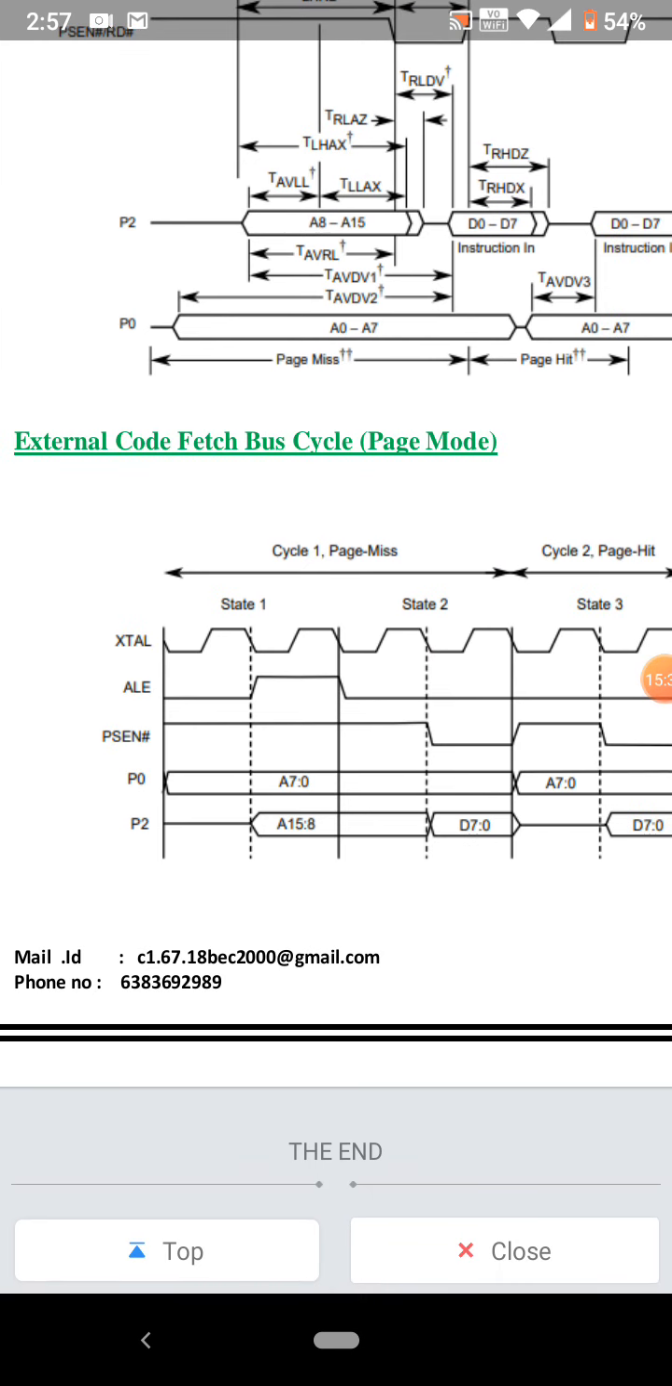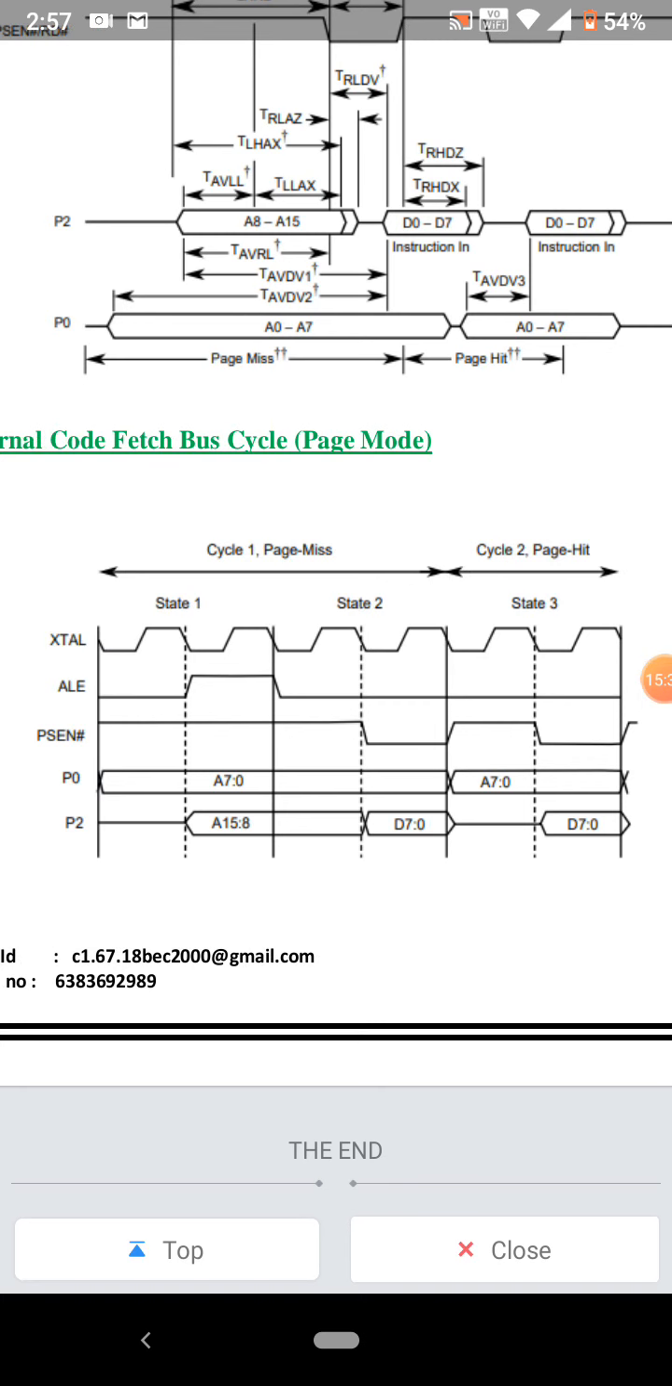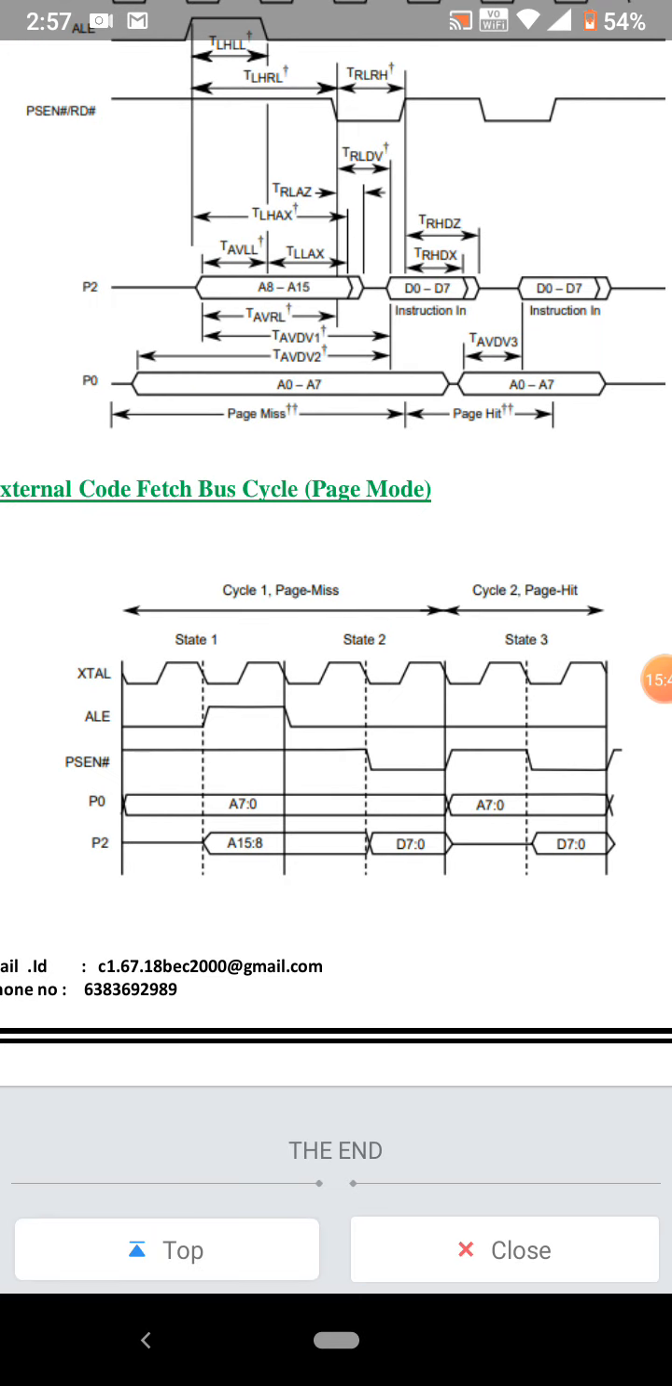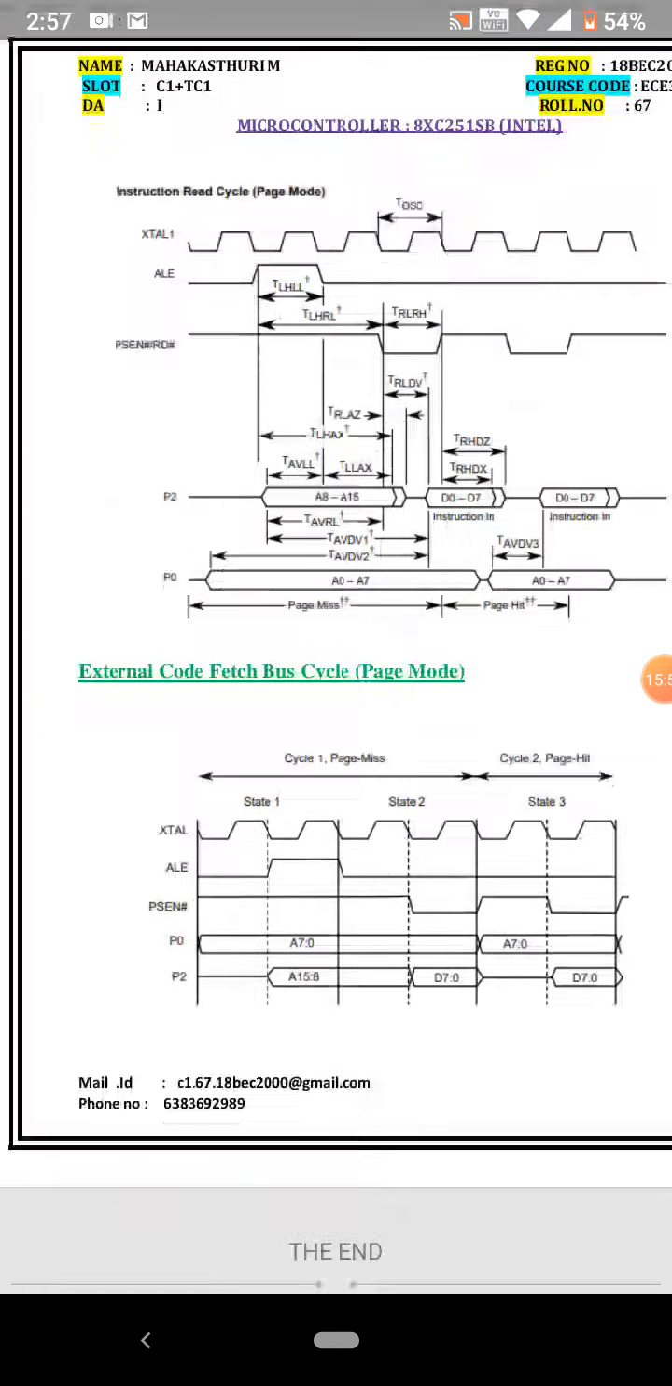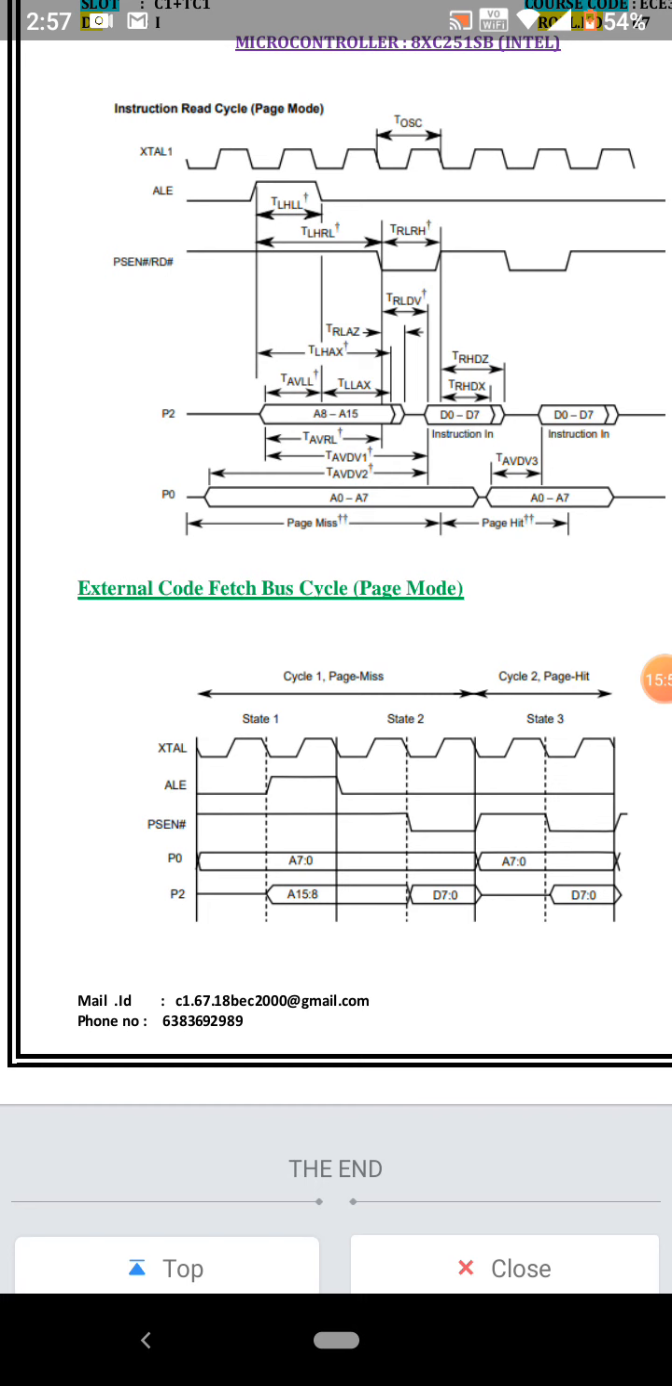Here you can see in cycle 1, the two states cover a page miss, and the last state 3 is the page hit. Okay, these two pictures I pasted from the data sheet. In my document I took some points from the data sheet. I referred to alldatasheet.com. If you want you can refer to it, otherwise leave it.